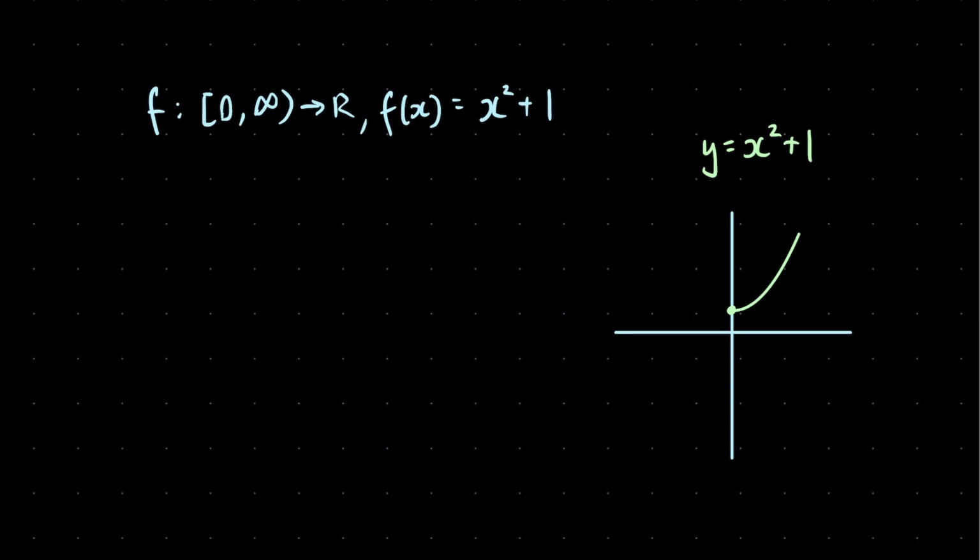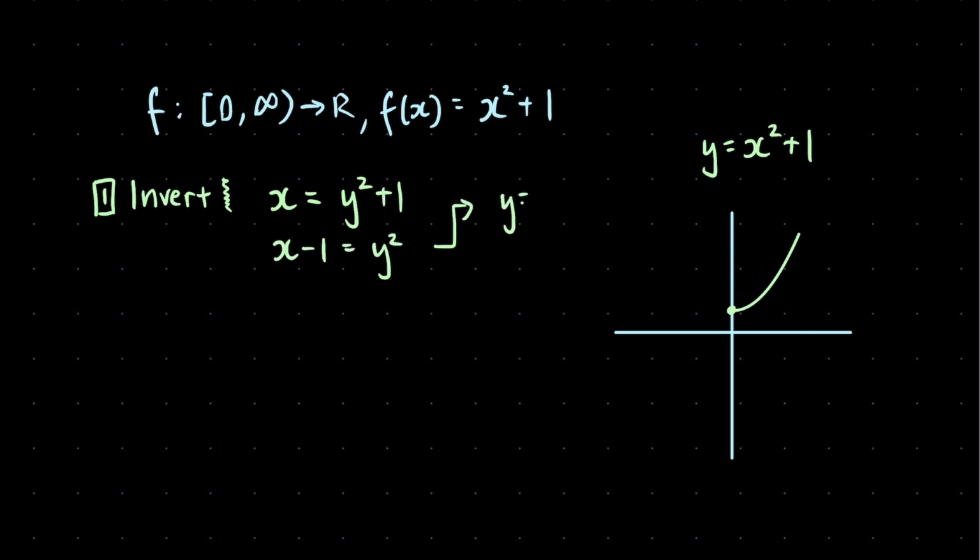Now, let's find the inverse function as well as the domain and range for where these functions exist. And I'll lay it out in the following steps. So first, like before, we're going to invert the x and y values. So swapping x and y, we get this expression, and then I'm going to make y the subject. So we end up with y is equal to plus minus root x minus 1.